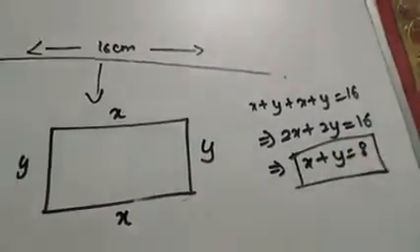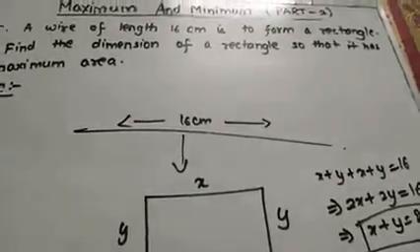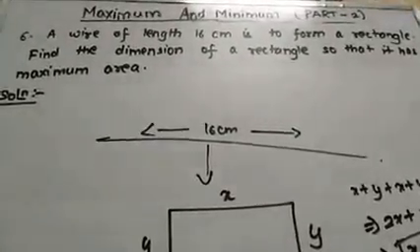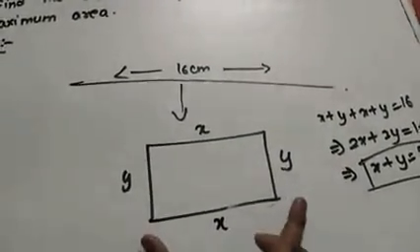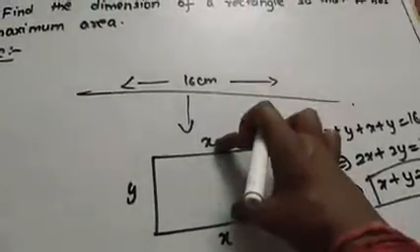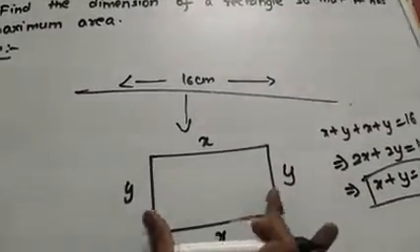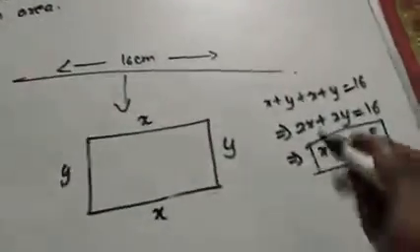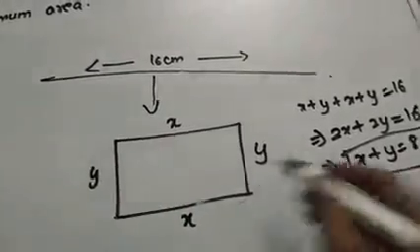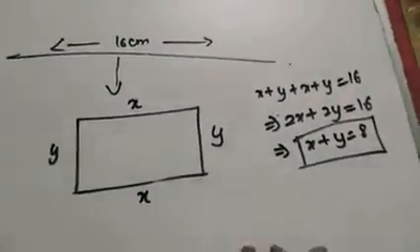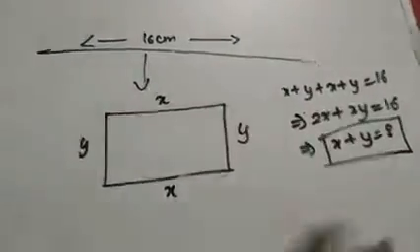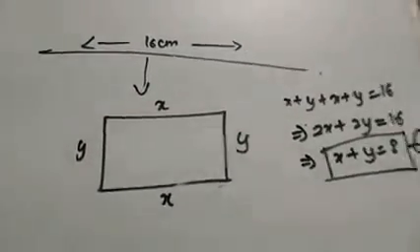One equation we have got from the first line, that is, a wire of length 16 centimeter is to form a rectangle. From a 16 centimeter wire we have formed a rectangle, and we know that in a rectangle the lengths are the same as well as the breadths, and the total length of the wire is 16. So that simply means their perimeter is 16. So x plus y equals to 8. This is equation number 1, you will name it this way.